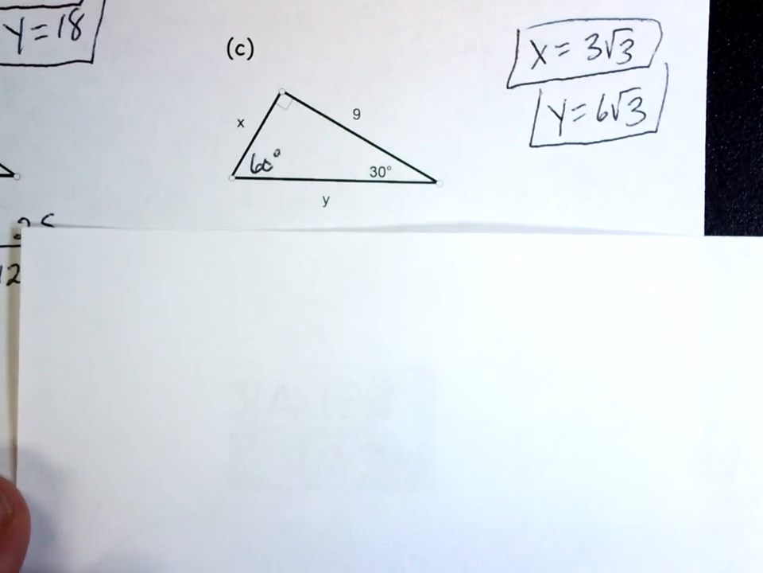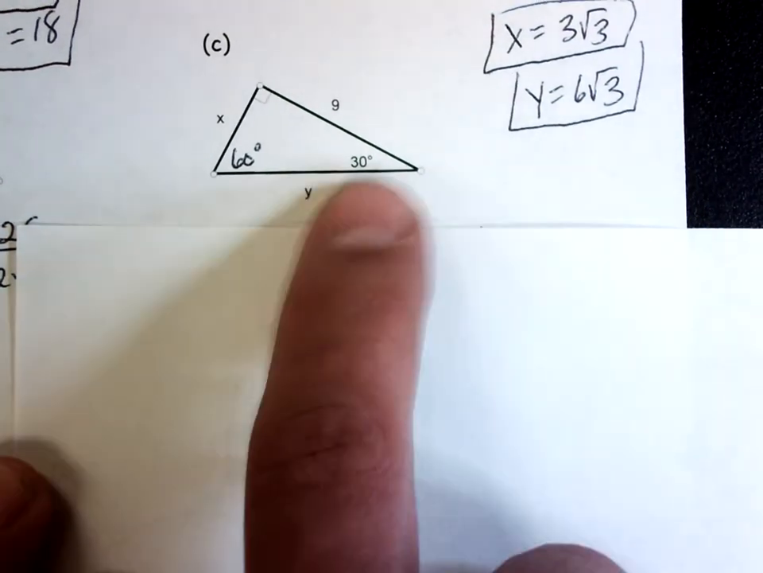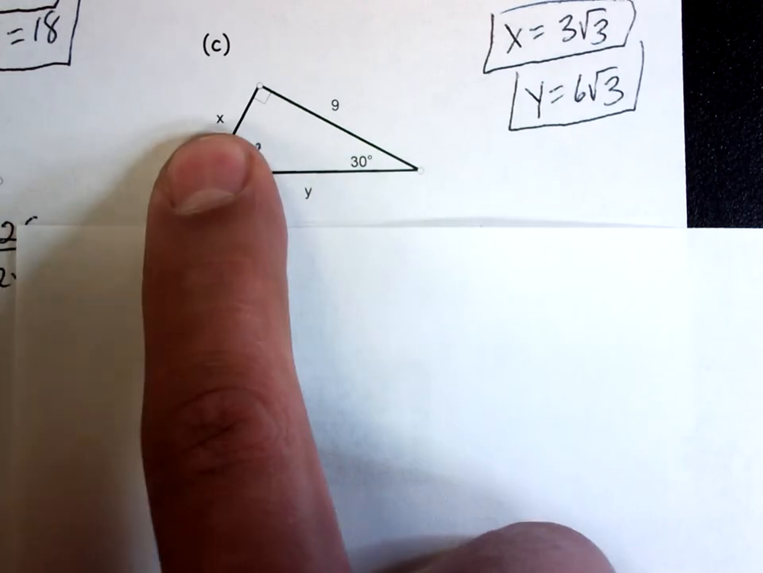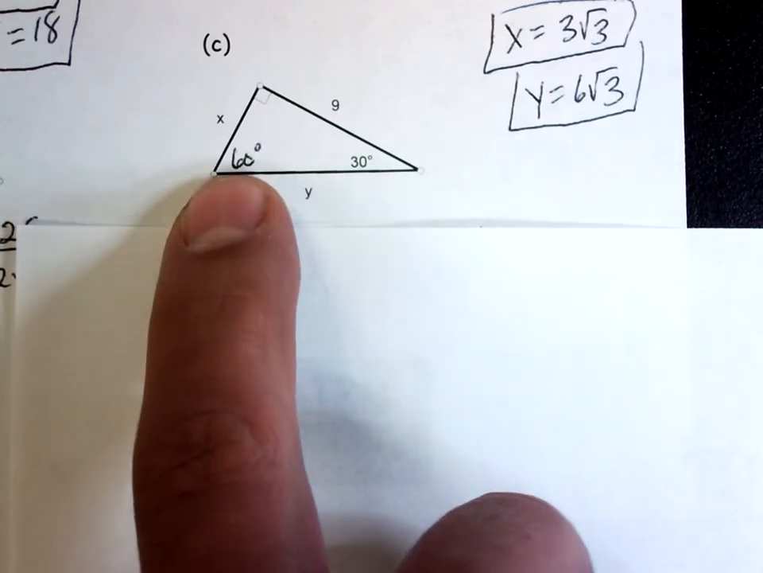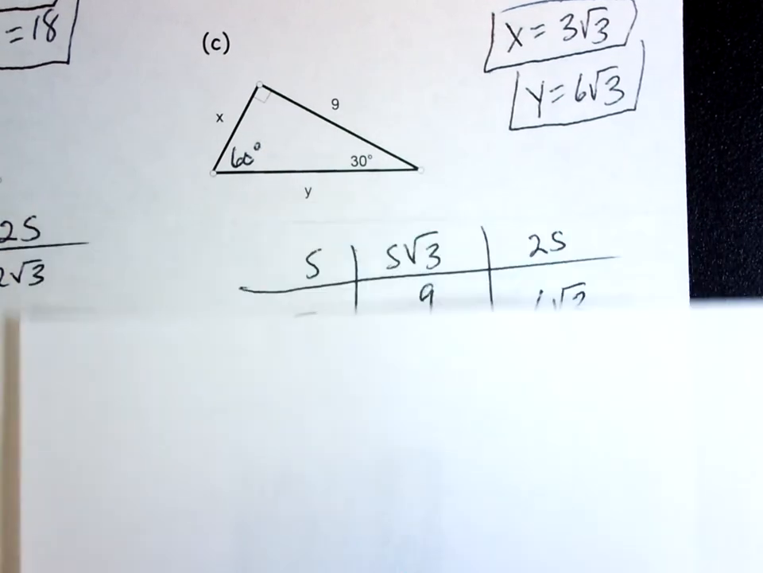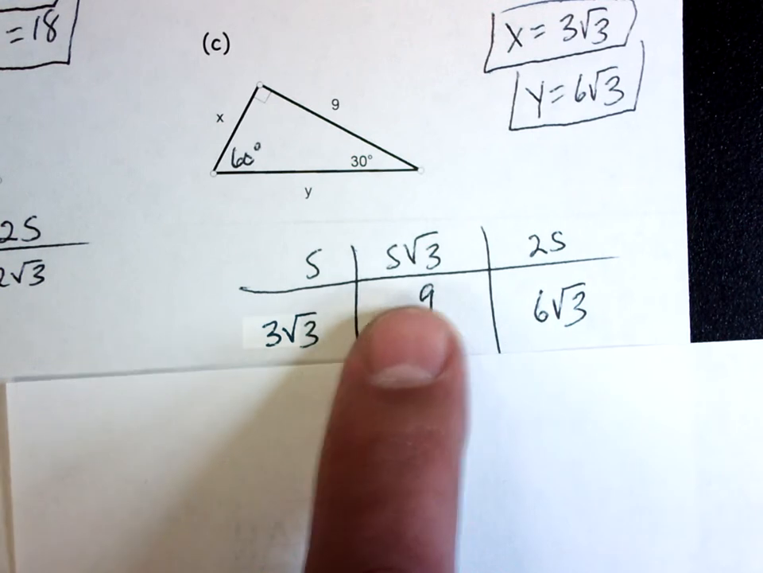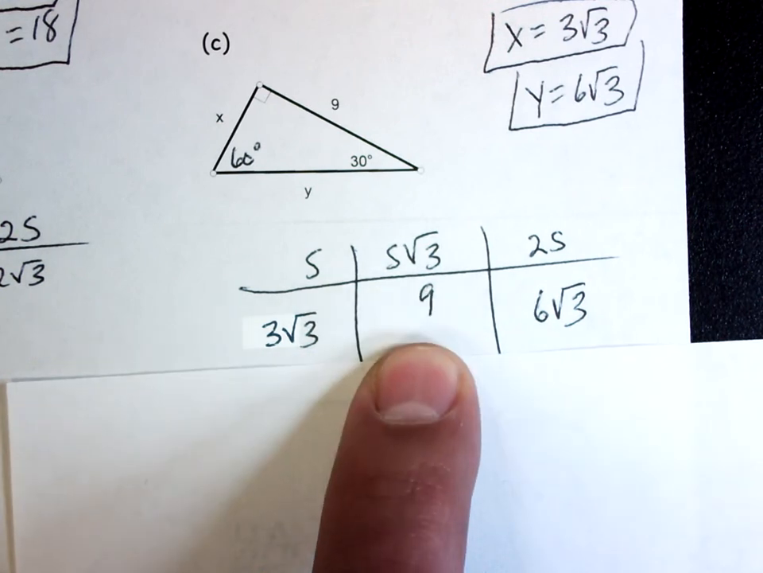Okay, this one gives me this triangle. What side do I know? Well, the 30-degree angle is here, which means the x is my short side. The 60-degree angle is there, which means the 9 is my long side, and the y is my hypotenuse. So I plug in my long side, s root 3. That's equal to 9. I've got to figure out the other pieces.